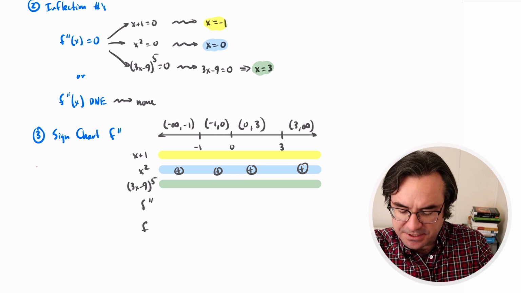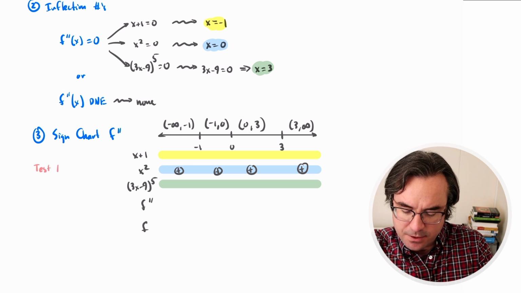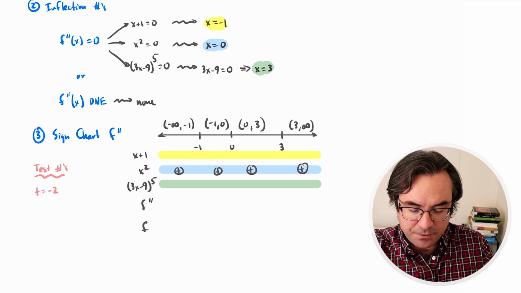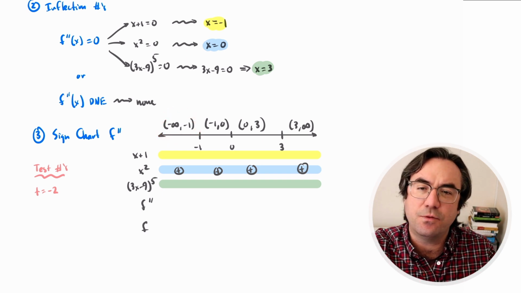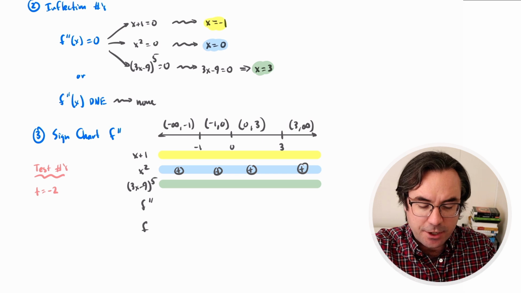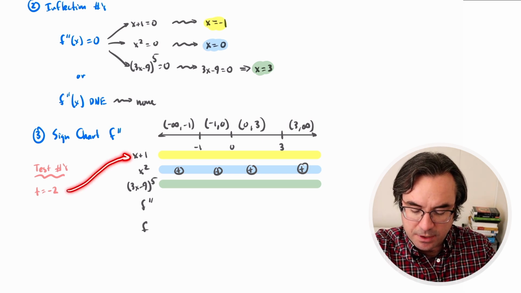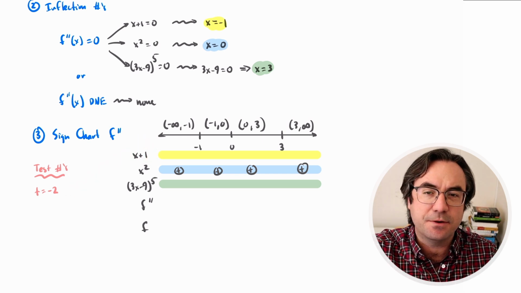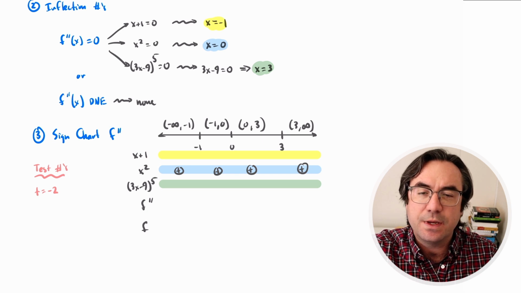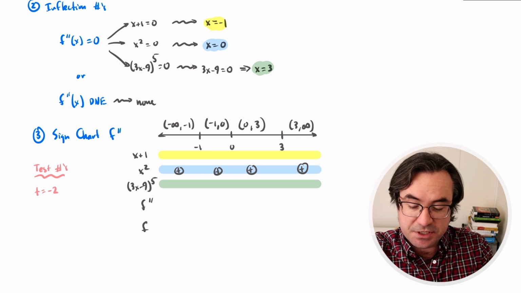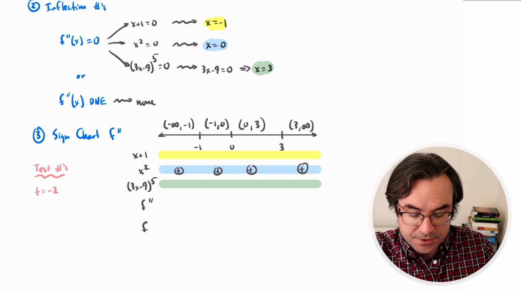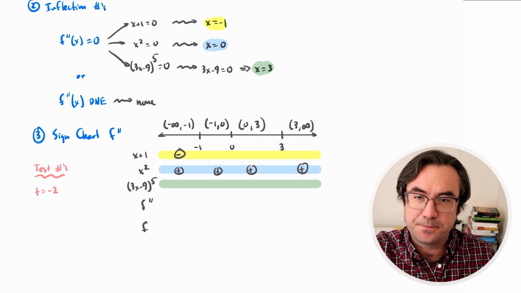All right, so what are some test numbers? The way we can think of this, we want to take some test numbers. For the first interval, something less than -1. So -2 would be good. And we're going to plug it into the x plus 1 factor. When we do that, we get -2 plus 1, which is -1. So the result is negative.